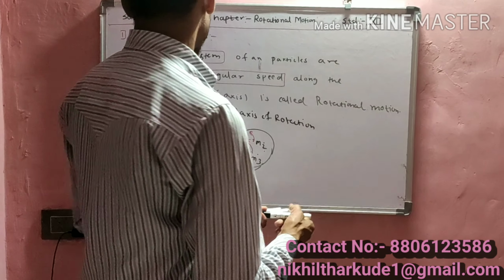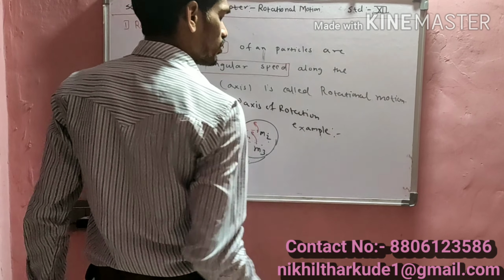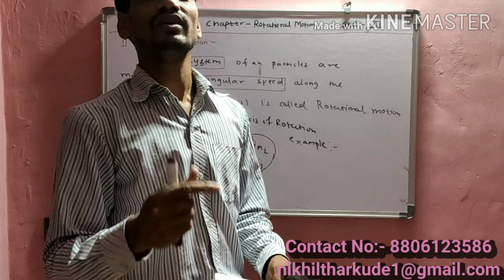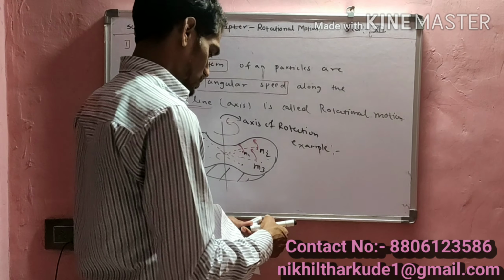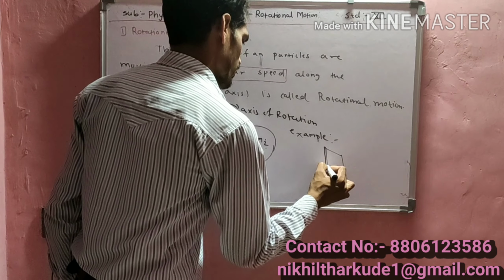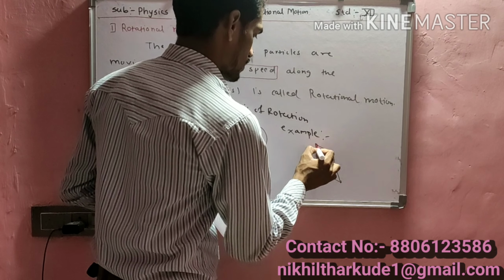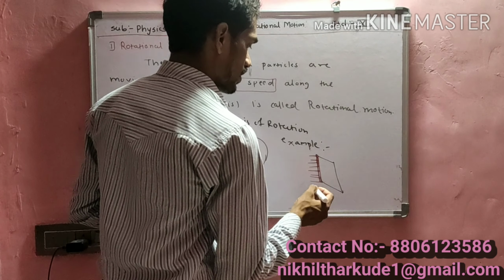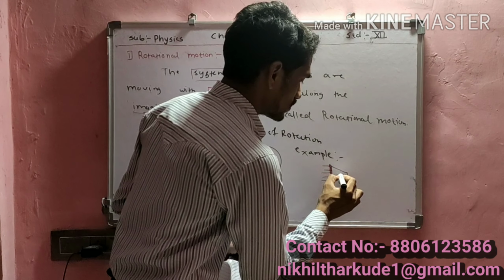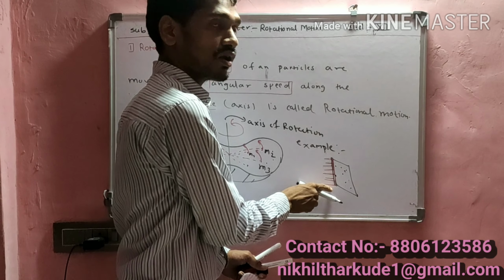Say for example, if you push a door, it performs a motion, and the hinge of the door is the axis. If you draw this diagram, here is the hinge of this door, and if you push it, it will move. Each and every particle is moving except some particles over here which are not moving.